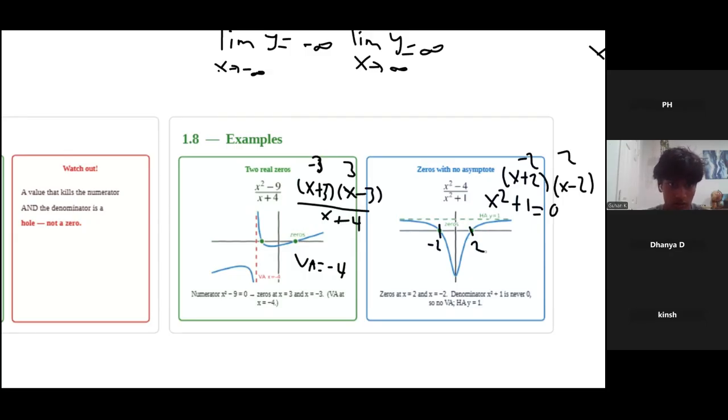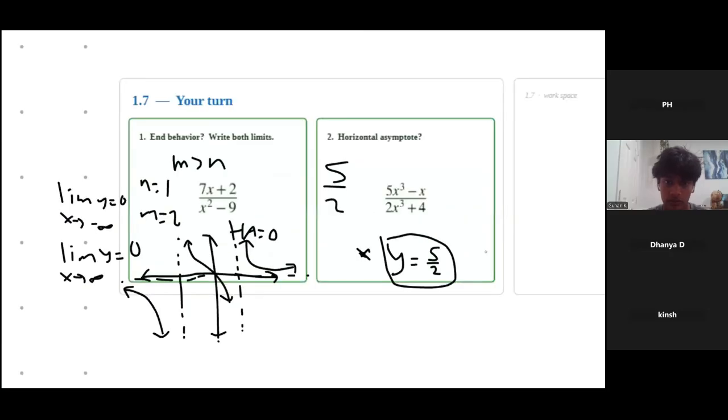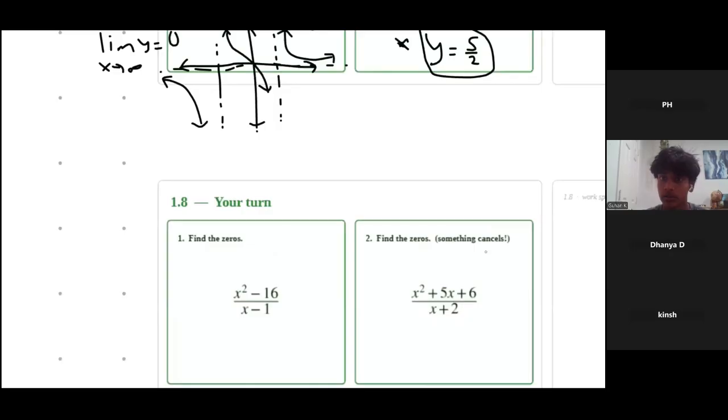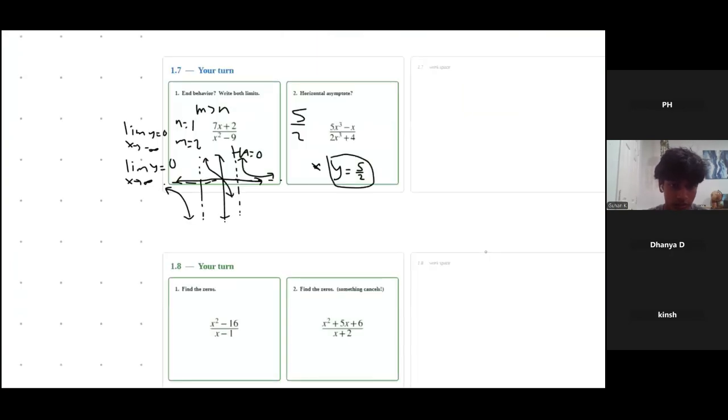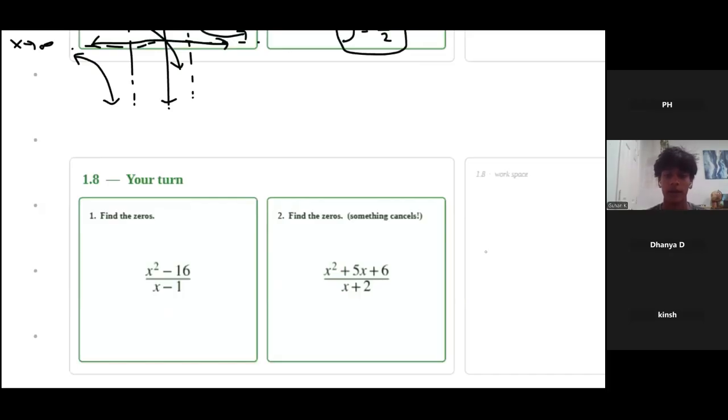Then let me scroll over. Wait, let me check if there was an example list. No, that's good. Okay. Yeah. Now, quickly, you guys can look over this and find the zeros and then say them out loud or put it in the chat.